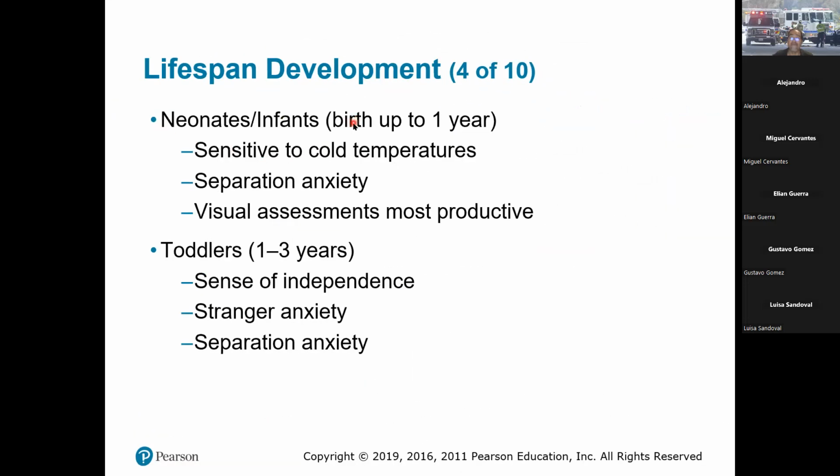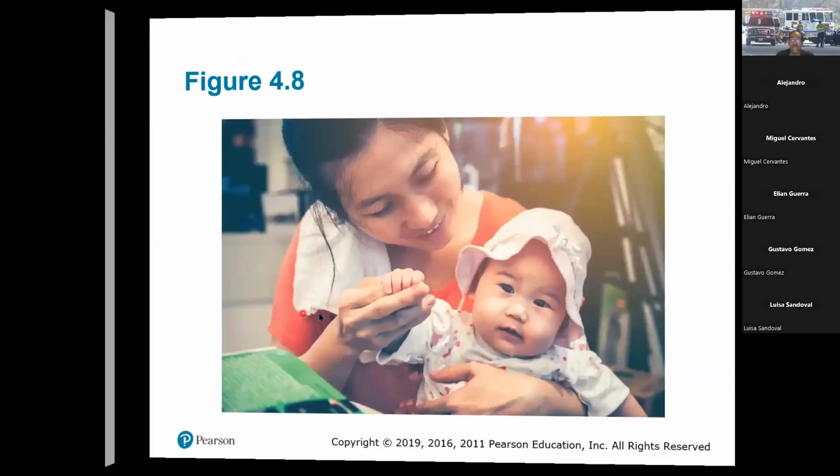Neonates from birth to 1 year of age: sensitive to cold temperatures, separation anxiety, and visual assessment is most productive. Toddlers themselves is 1 to 3 years of age: sense of independence, they have stranger anxiety and separation anxiety. It's normal stages of child development.